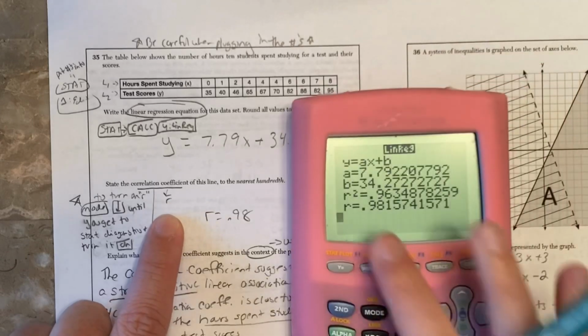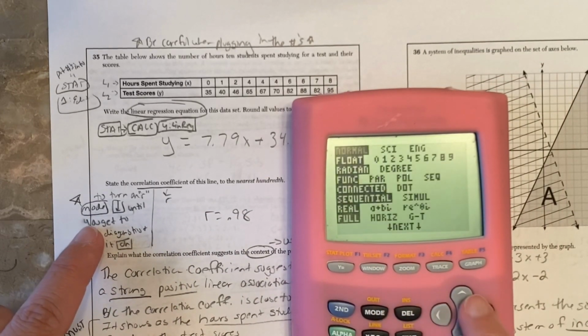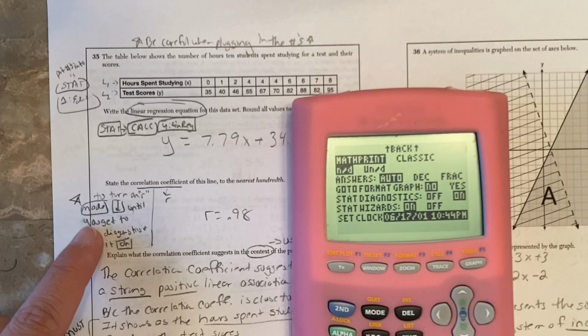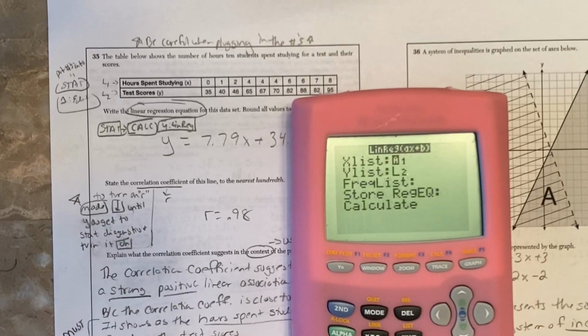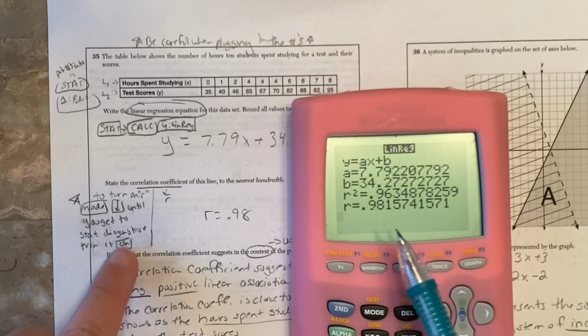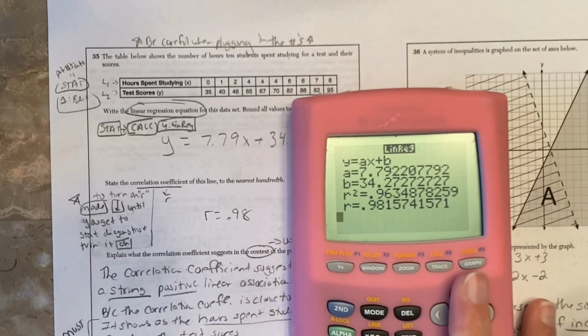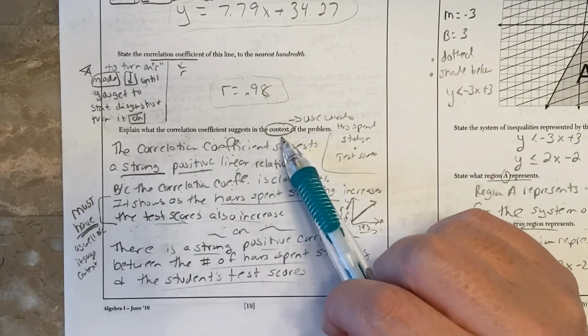Correlation coefficient, remember, that is your R. Now, just in case it doesn't pop up, the easiest way to get it, mode, keep going down till you get to the next screen, stat diagnostic, okay, and you want to go to on and press enter, and then you can go back, stat calc 4. Let's get back to that screen. All right, so my R is 0.98. Okay, so the last part here, explain what the correlation coefficient suggests in the context of the problem.